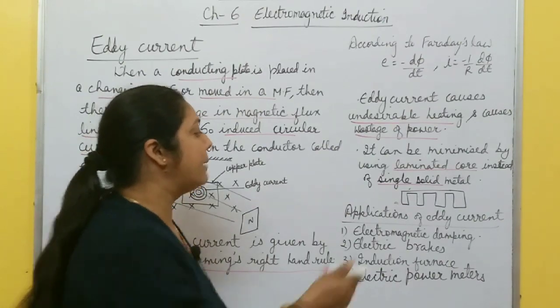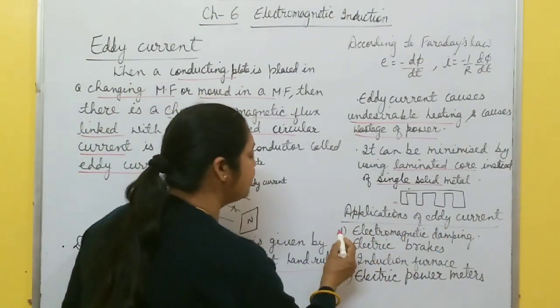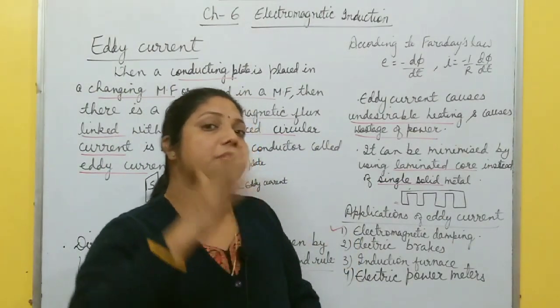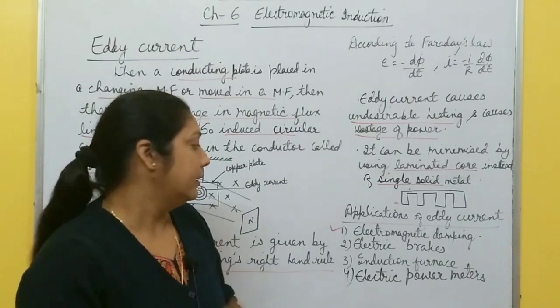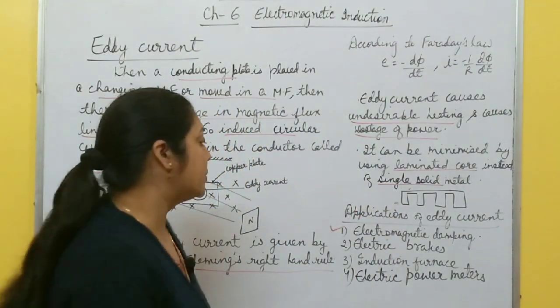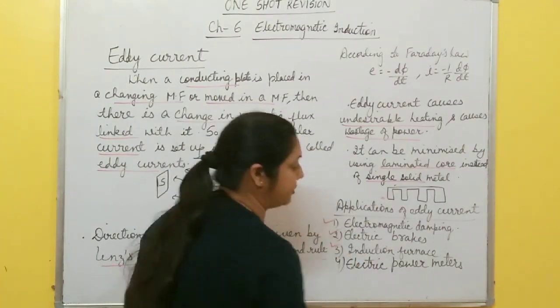So there are different applications of eddy current. The first one is electromagnetic damping, to produce damped oscillation. Electromagnetic damping uses eddy current. Also, it is used in electric brakes. Then it is used in induction furnaces.